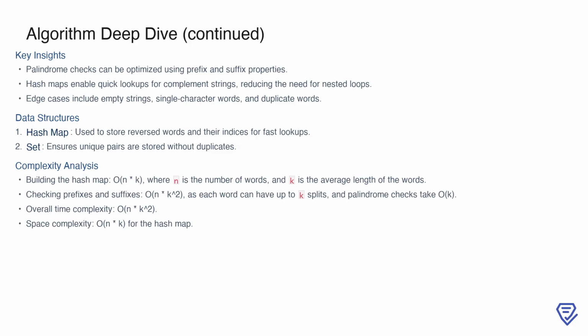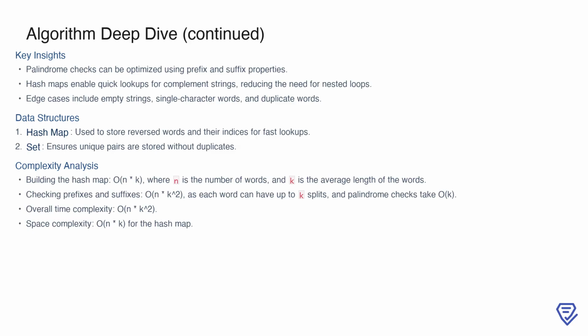This optimized approach relies on key insights about palindrome properties. By breaking words into prefixes and suffixes, we can efficiently identify potential matches using the hash map. The hash map itself plays a crucial role in enabling fast lookups for reverse strings, while the set ensures that we avoid duplicate pairs. It's important to handle edge cases carefully, such as empty strings, single-character words, and duplicate entries, as these can introduce additional valid combinations that need to be accounted for.